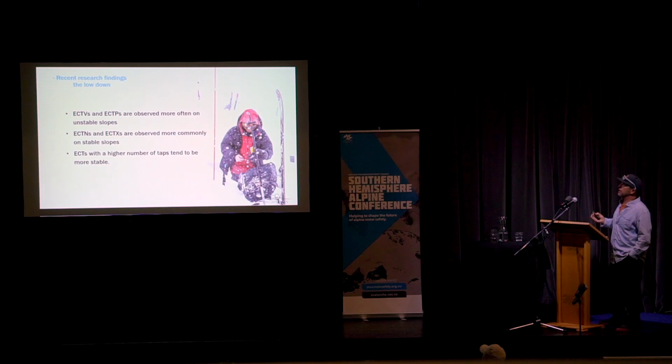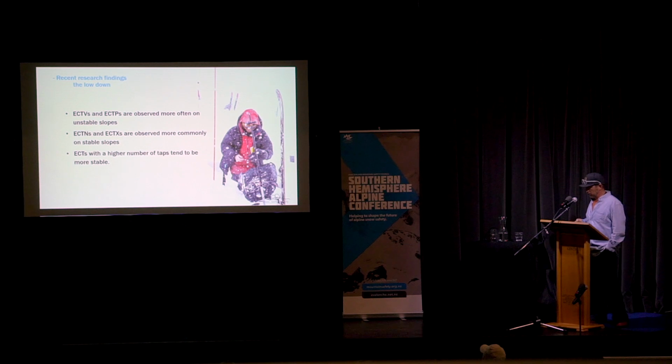You're not getting cracking, or you're not getting a positive result going across the column, or you didn't get a crack at all, but you might have had a crack that didn't propagate. We think of that as being more stable. And then, what's the last one? ECTs with higher number of taps seem to be more stable. So all that's pretty intuitive.